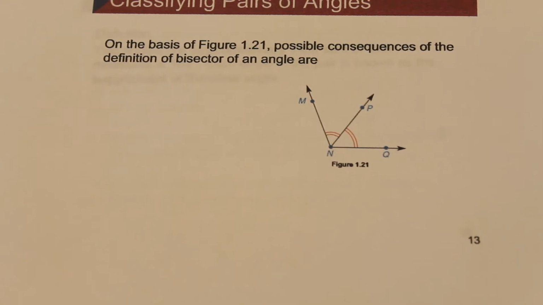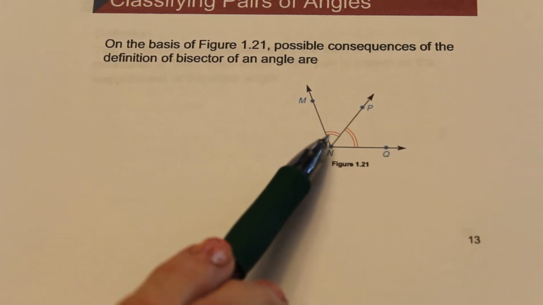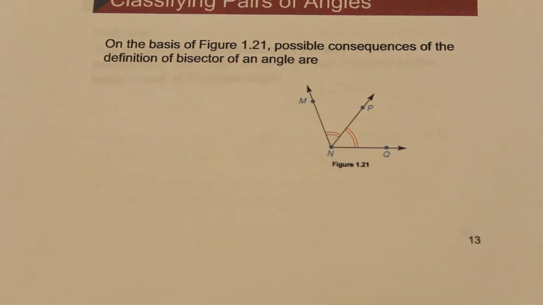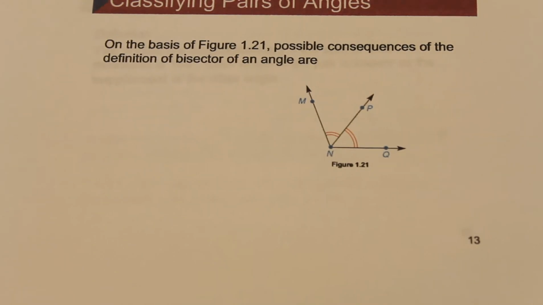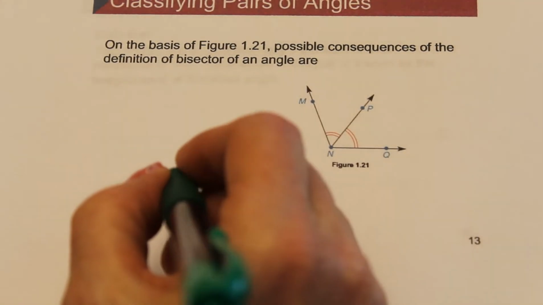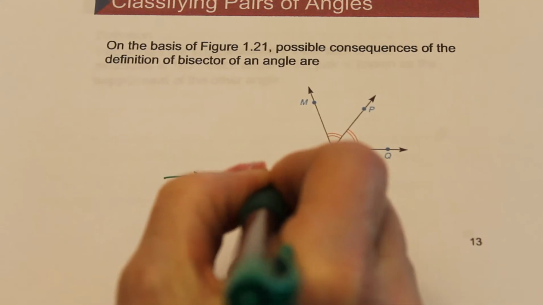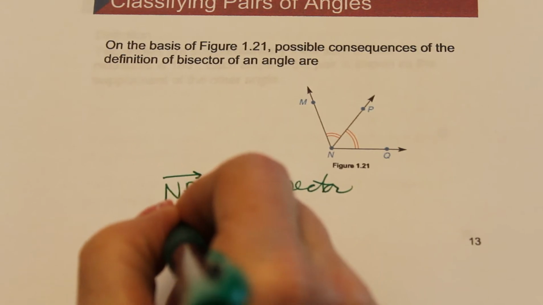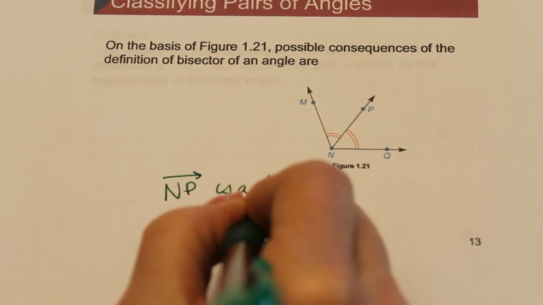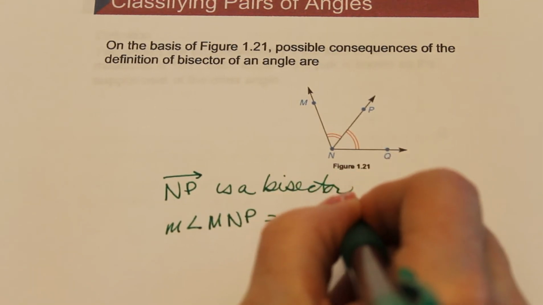All right, so here we have an example of an angle bisector. How do I know that the ray NP is an angle bisector? This has two arcs and this has two arcs. That marking tells me that those two angles are congruent. Just by that marking, I would know that NP is an angle bisector, and I would know that the measure of angle MNP would equal the measure of angle PNQ.